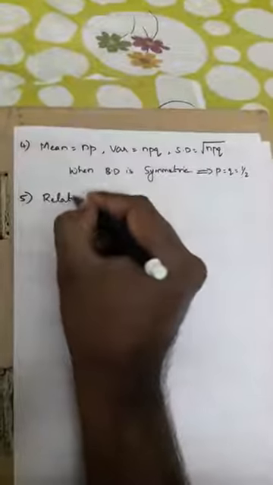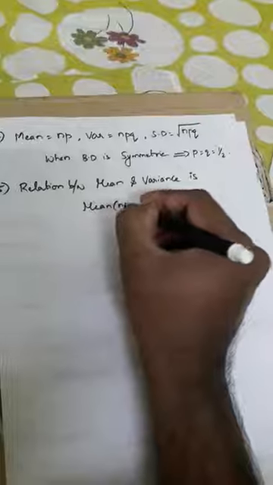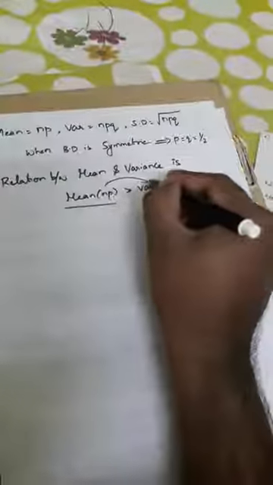Now the fifth point, the relation between mean and variance is: mean is always greater than variance. So this is the relation, mean is always greater than variance.